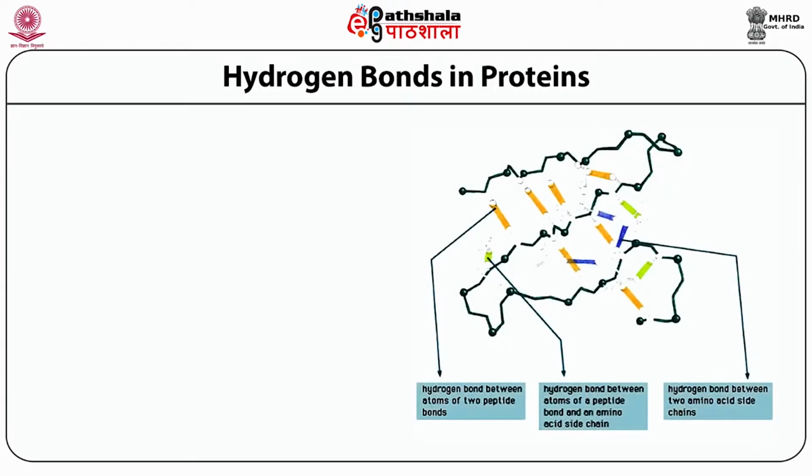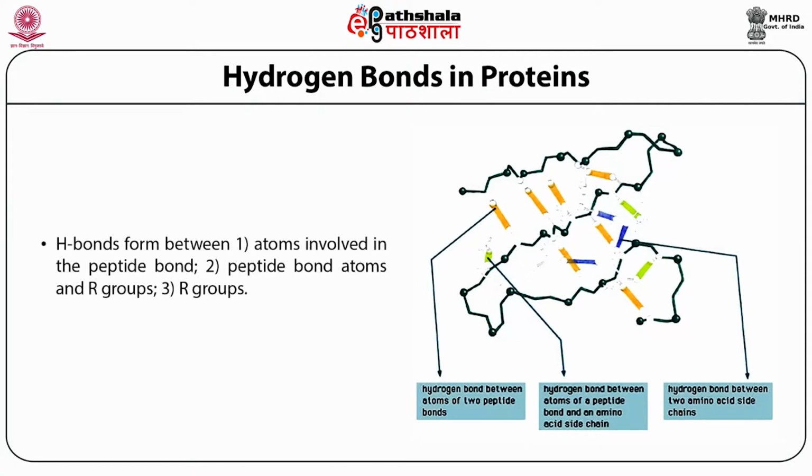Hydrogen bonds in proteins are formed either between atoms involved in the peptide bond, between peptide bond atoms and R groups, or between R groups. There are three types. The peptide bond involves the CONH amide group. That amide group may be involved in hydrogen bonding, either with the side chain or the side chain itself can make a hydrogen bond in proteins.